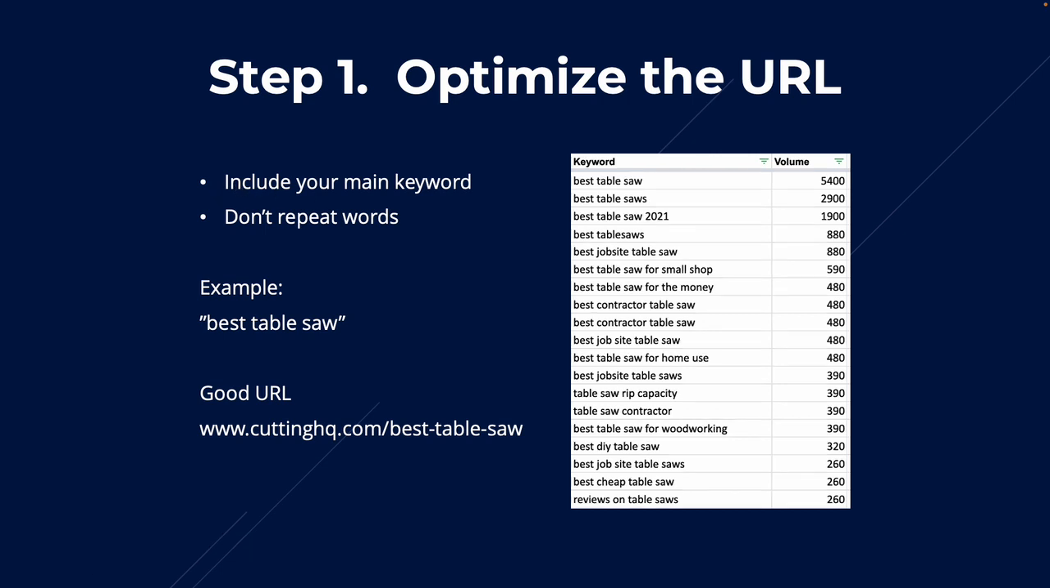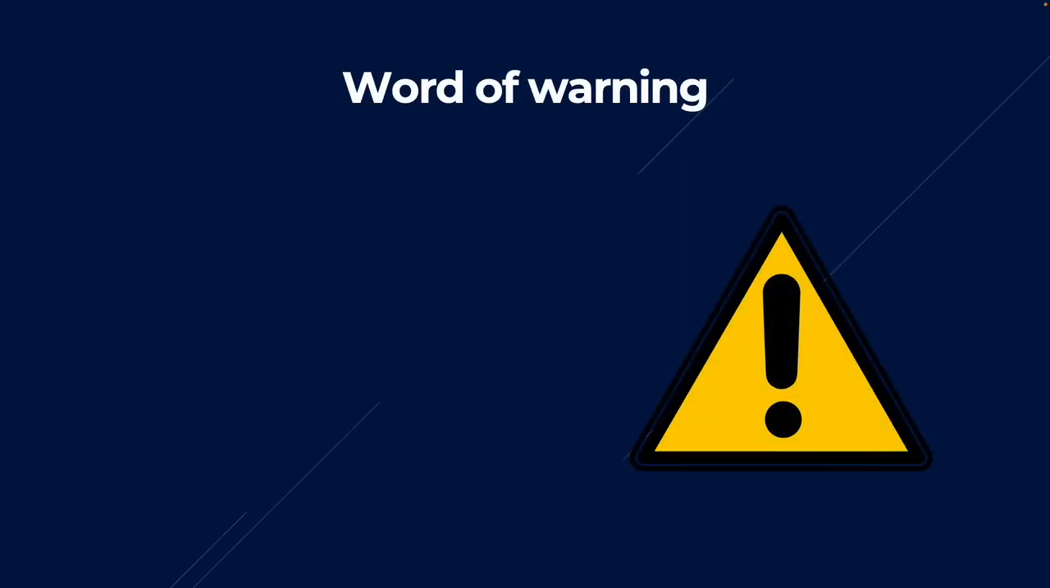Another example of a bad URL would be, well, if you were lucky enough to own the domain table.com, a bad URL would also be www.table.com/best-table-saws. This would be a bad URL because you are repeating the word table. You have the word table in your domain name right here, and you've also got the word table in the second part of the URL. So ideally what you'd want to do if you had table.com is go for table.com/best-saws.